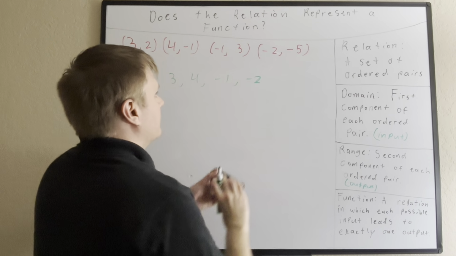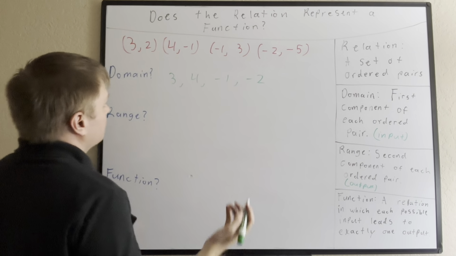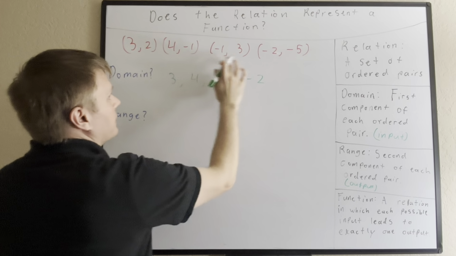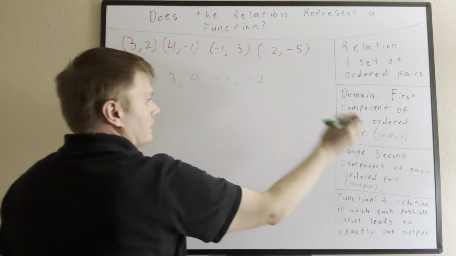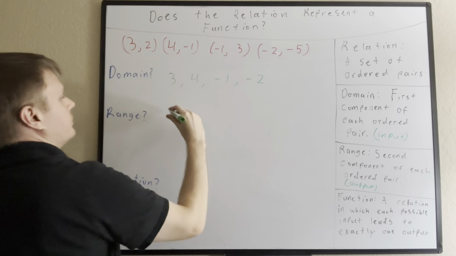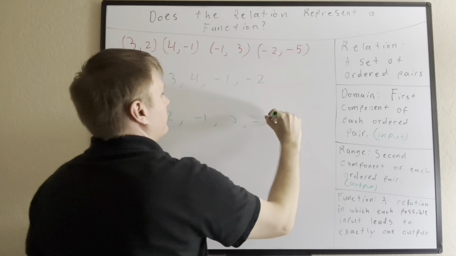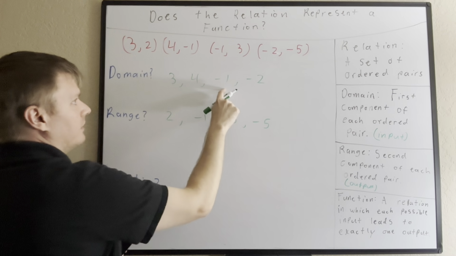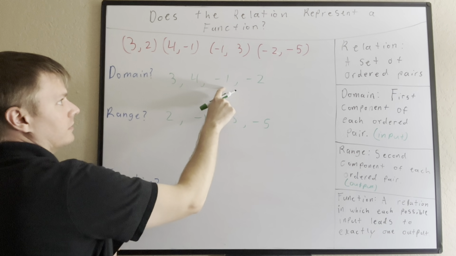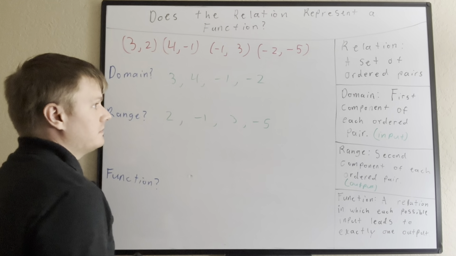We're just listing all of our inputs. It's pretty easy. 3, 4, -1, -2. The range would be our outputs. So 2, -1, 3, -5. And yes, you can have an input that is the same as an output, that's fine.